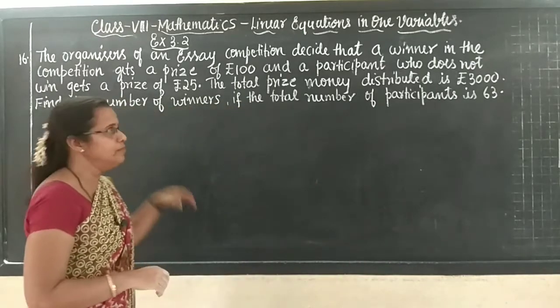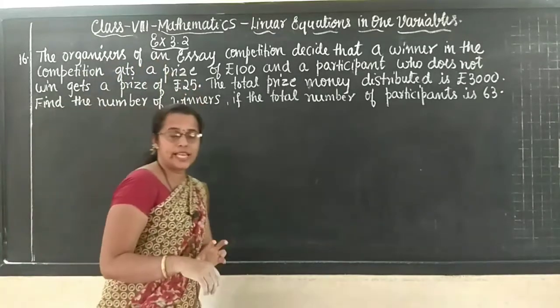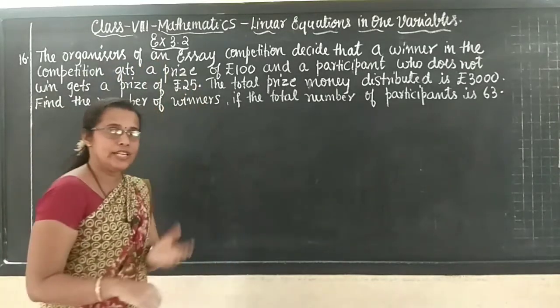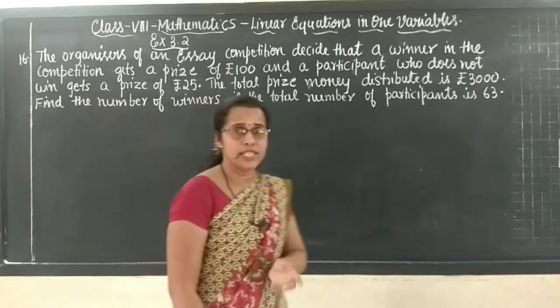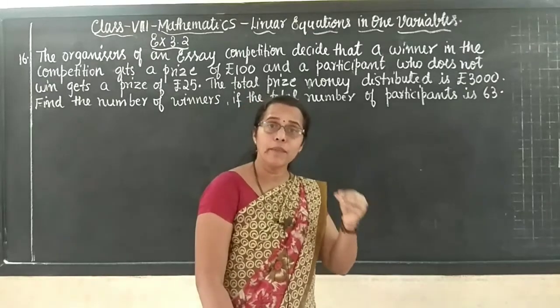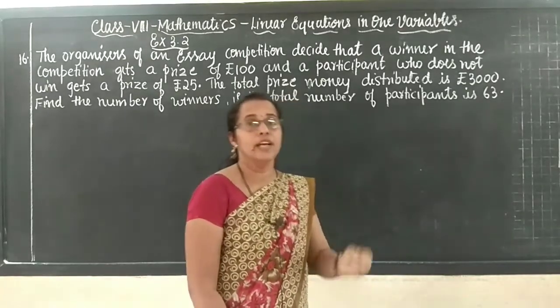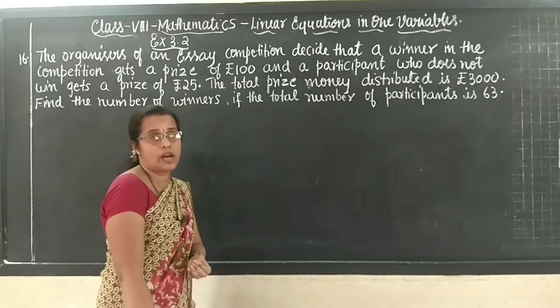Let us see it now. See here, organizers of an essay competition means that some winners are there. So, competitions means winners will be there as well as participants will be there. All are participants, but in that, some are becoming winners, right, my children? So in this, how many winners are there and how many participants are there?